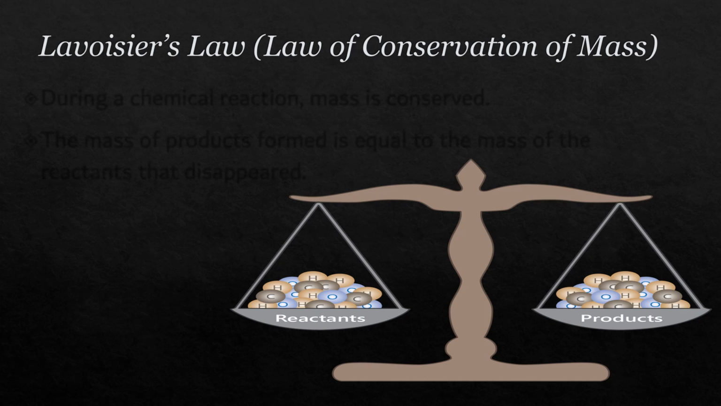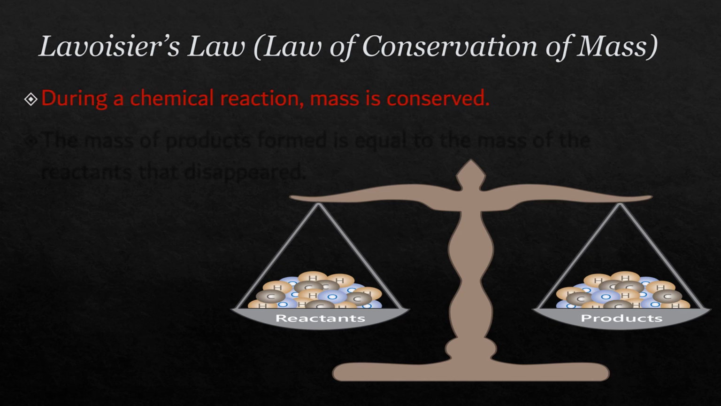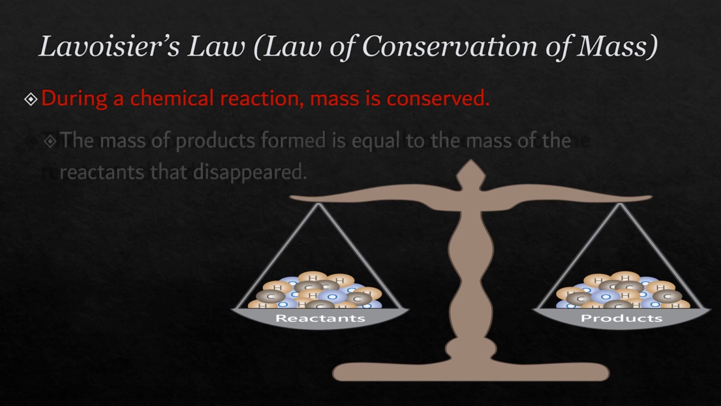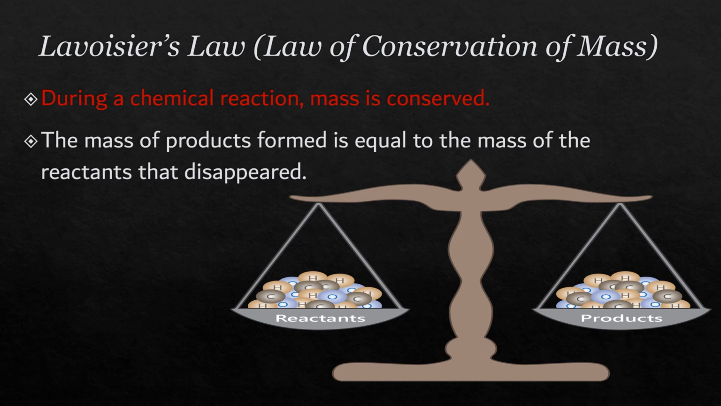This brings us to the law of conservation of mass, known as Lavoisier's law. During a chemical reaction, mass is conserved. It remains the same, meaning the mass of products formed is equal to the mass of the reactants that have disappeared.